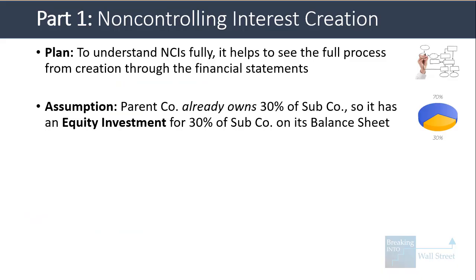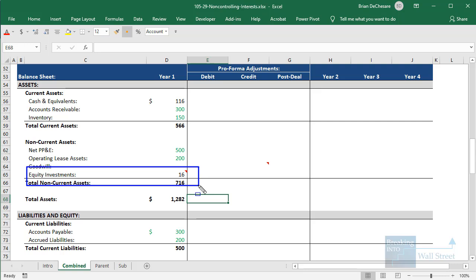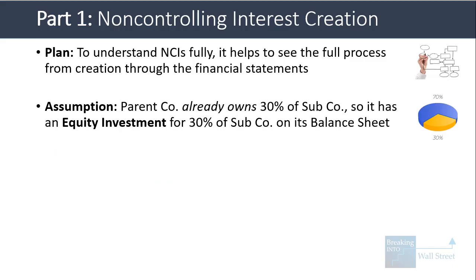As I just said, ParentCo owns 30%. It has an equity investment for 30% of SubCo on its balance sheet as a result. And you can see this if you go down to the balance sheet here. The $16 million of equity investments represents the 30% of SubCo that they own. It's not exactly equal to 30% times SubCo's market value because of some adjustments that have been made since the acquisition, but that's the idea. This represents the 30%, even though it's not mathematically exactly equal to the 30%.